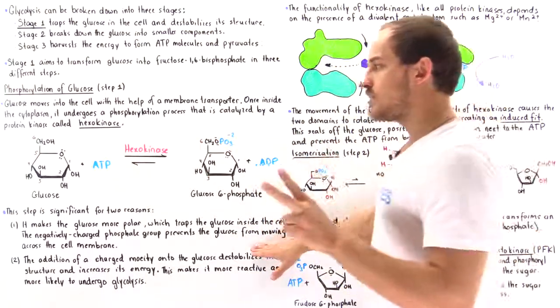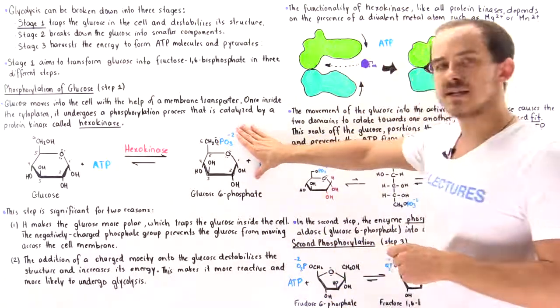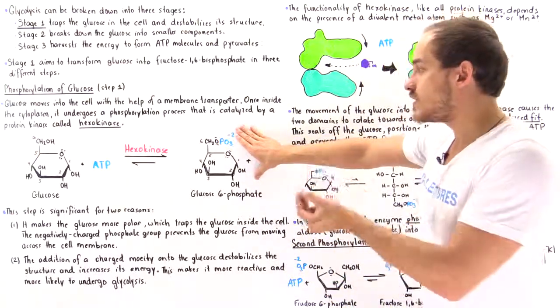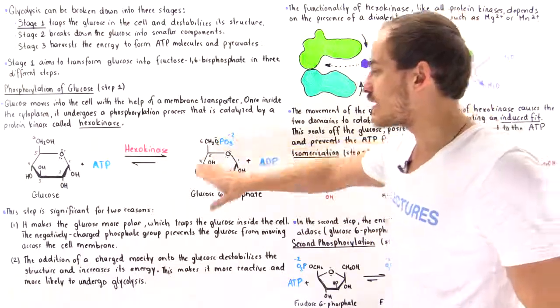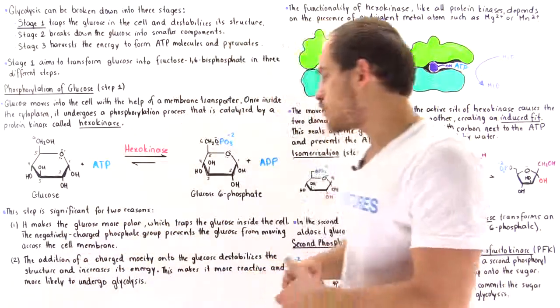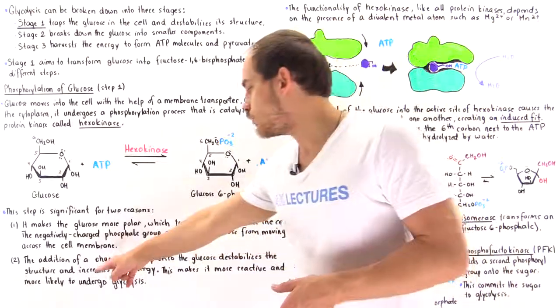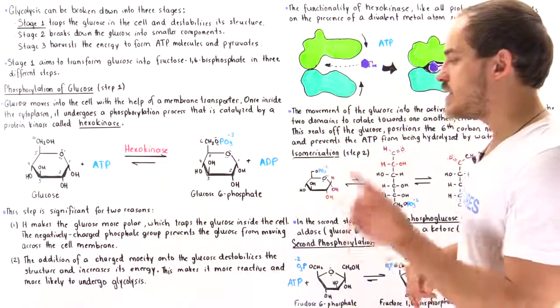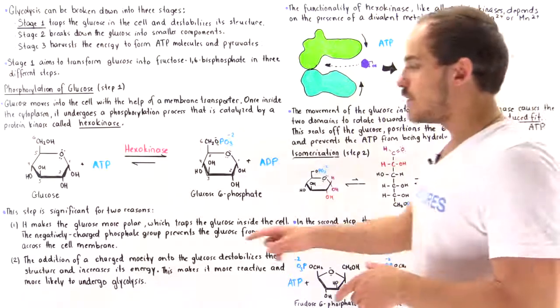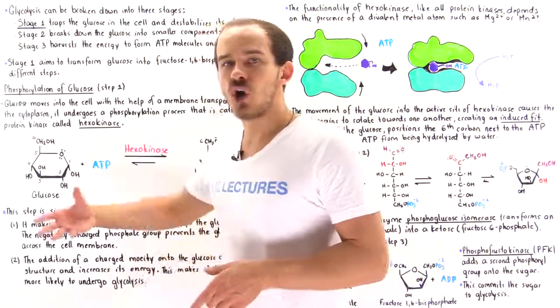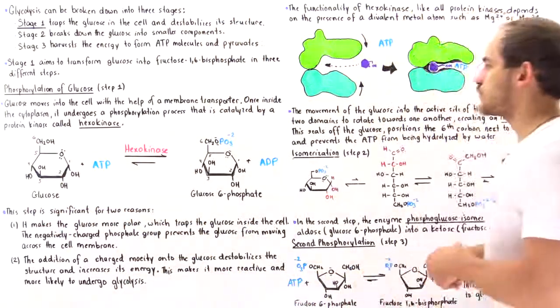Now, the second reason is to begin destabilizing this molecule. That increases its energy and makes it more reactive. So the addition of a charged moiety onto the glucose destabilizes the structure of that glucose and increases its energy. And this makes it more reactive and more likely to actually undergo and continue glycolysis.